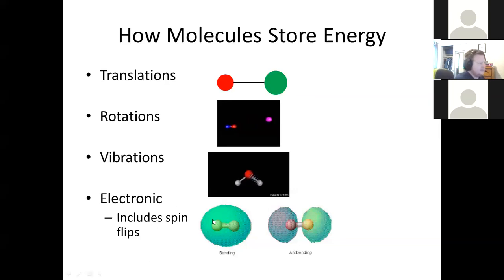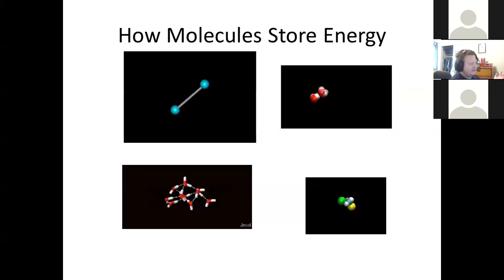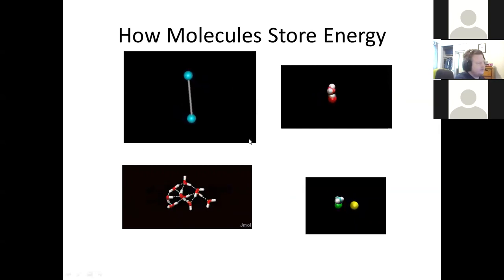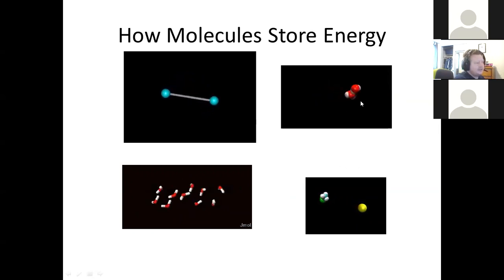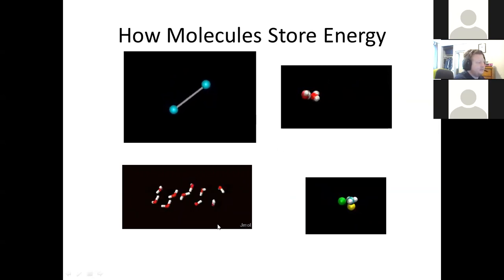So these are different ways that we store energy, and these are ones that you're going to keep coming back to. Now, in actuality, it's a lot more complicated than that. We almost always have more than one of these ways of storing energy at the same time. Here you're seeing rotation and a vibration at the same time. Here you're seeing translation, vibration, rotation all happening at the same time, and interaction between multiple molecules.